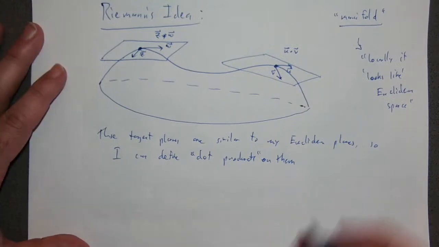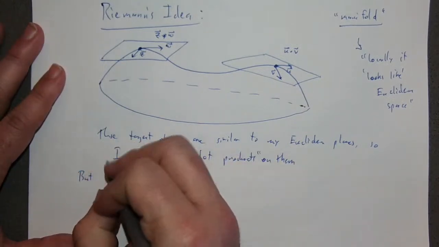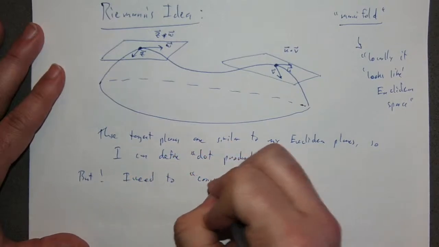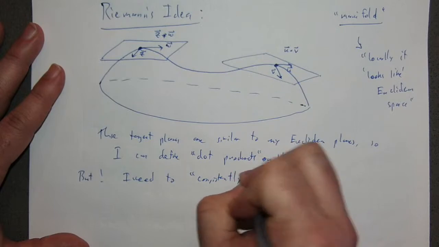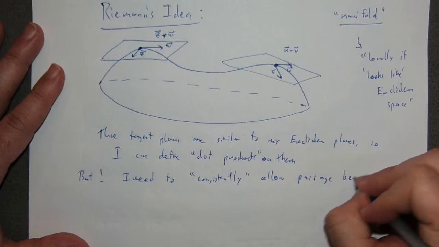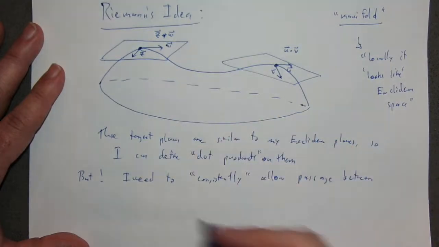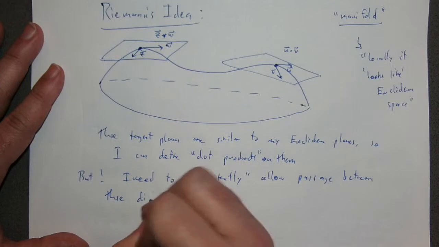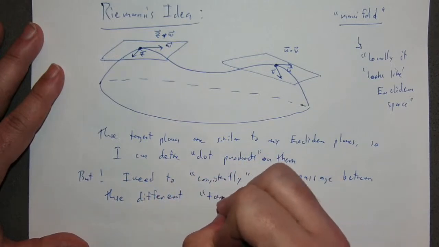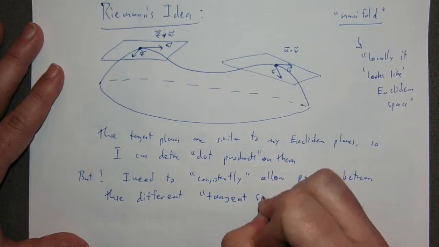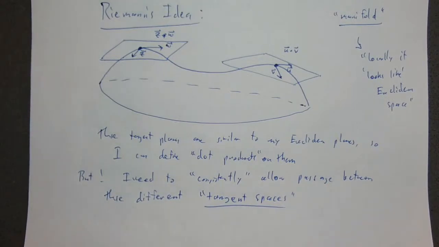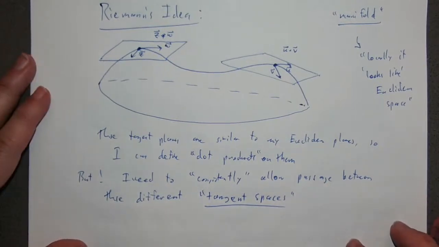So Riemann's idea is that I need to consistently allow passage between these different tangent planes. And I'm going to call these different tangent planes tangent spaces. So I need to consistently allow passage between these different tangent spaces.